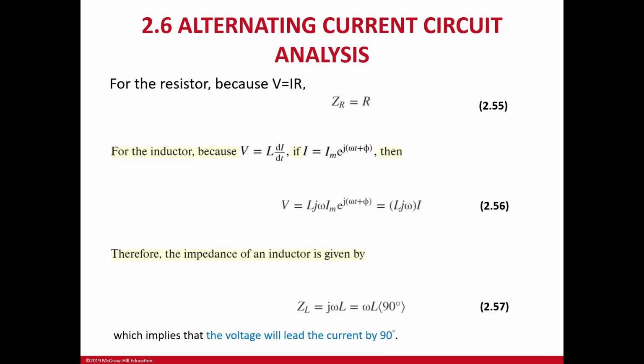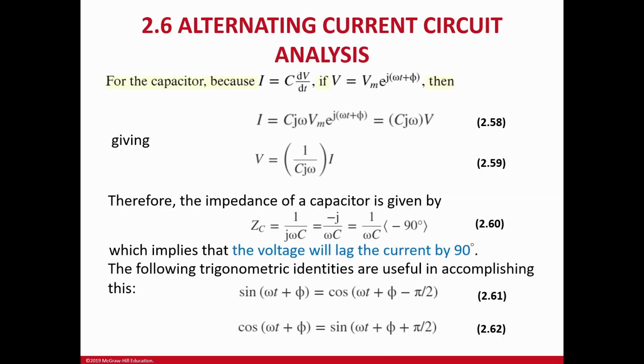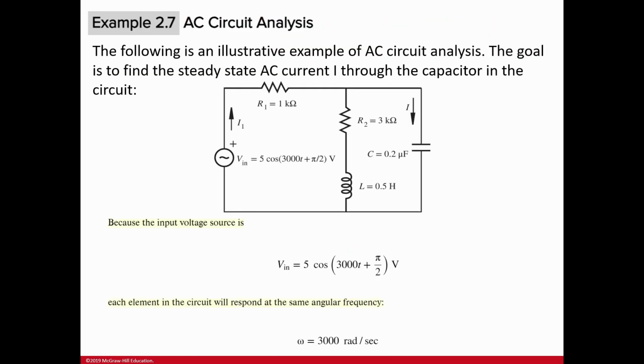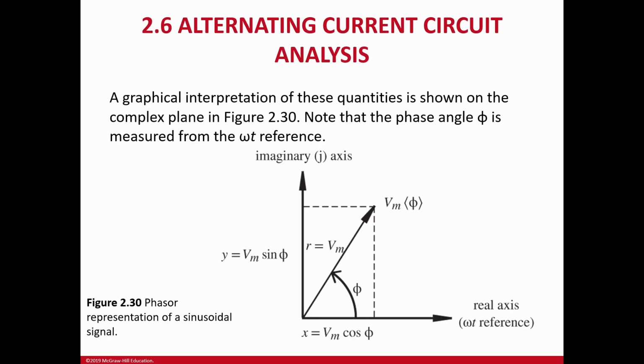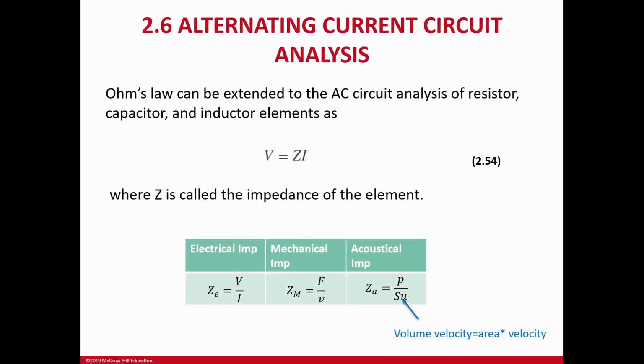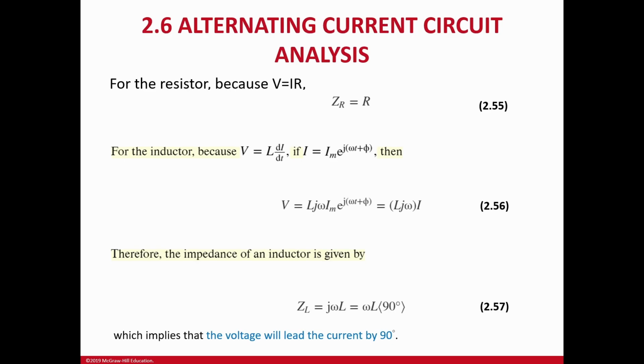Because j is in the imaginary axis, the phase angle is 90 degrees. So if you write it in the phasor form, then you can write a 90 degree here. Okay, so this is the inductor.